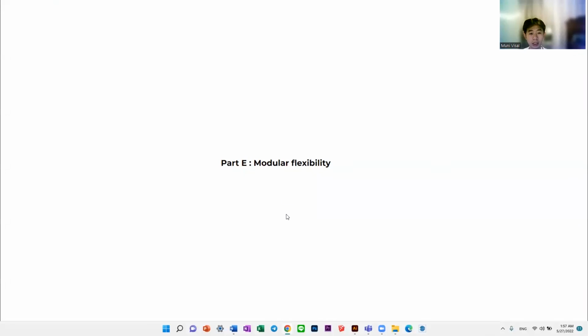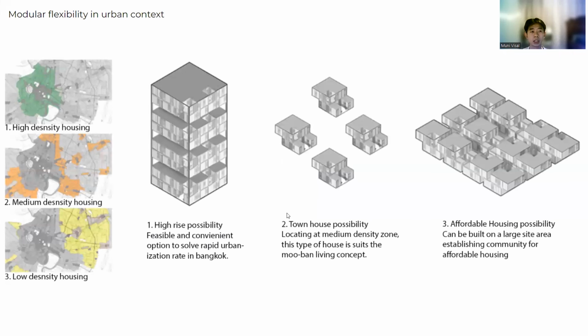The next part is the modular flexibility. Since our model is prefab, it can be really flexible in an urban context, and it can be useful in three-dimensional scenarios, which are high-rise, townhouse, and affordable housing possibilities. And this is our study model.